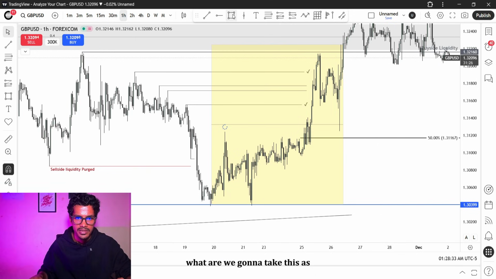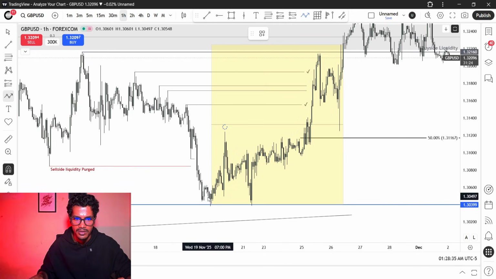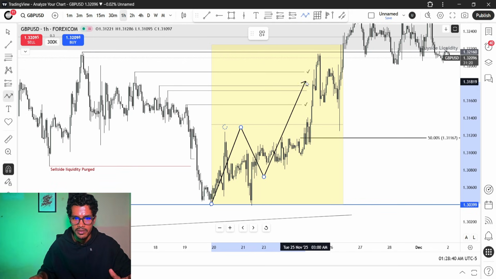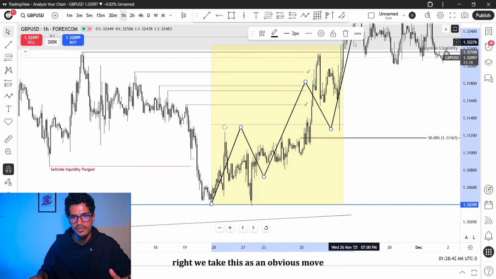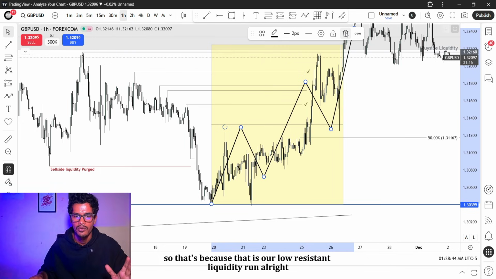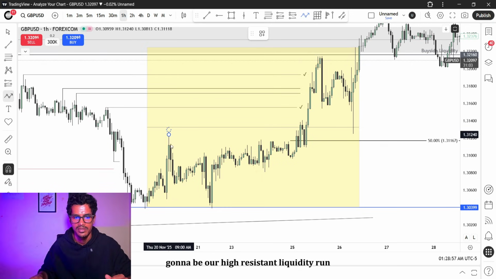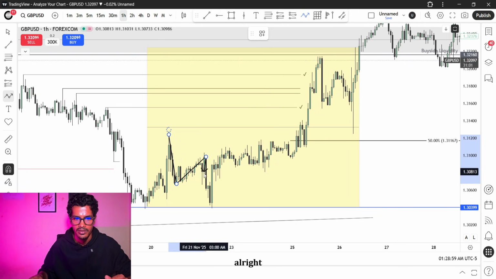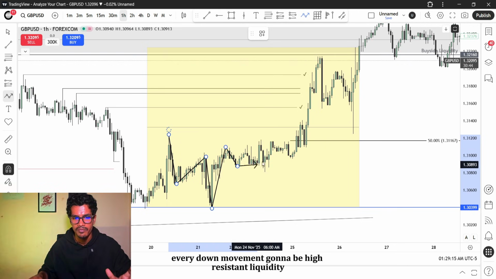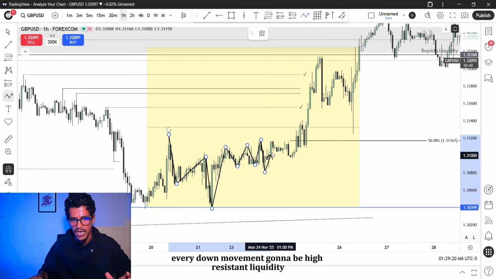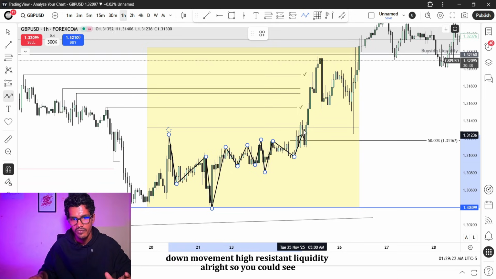What are we going to take this as? We take this as an obvious move, because that is our low risk liquidity run. Now every pullback we take within this price leg right here is going to be our high risk liquidity run. Every down movement is going to be a high risk liquidity run.